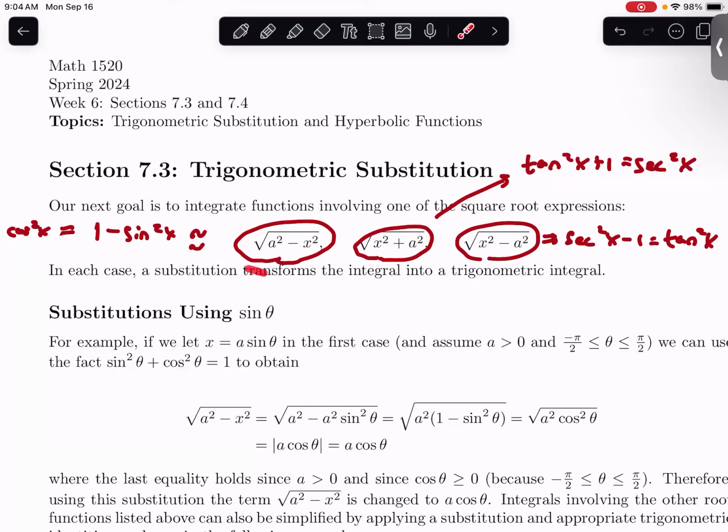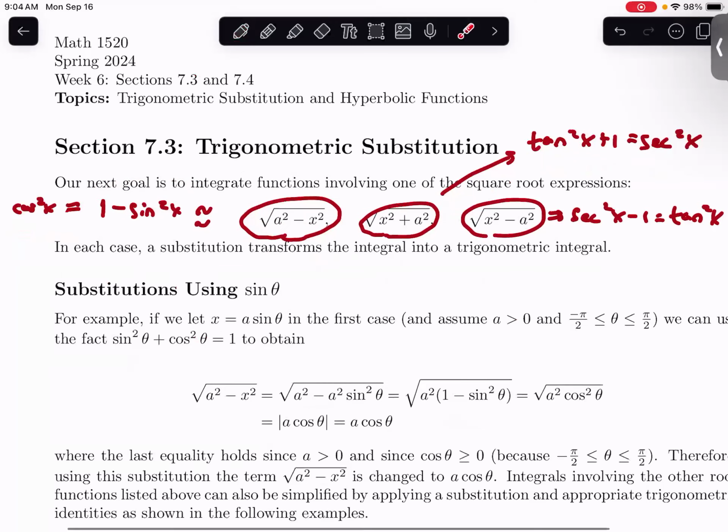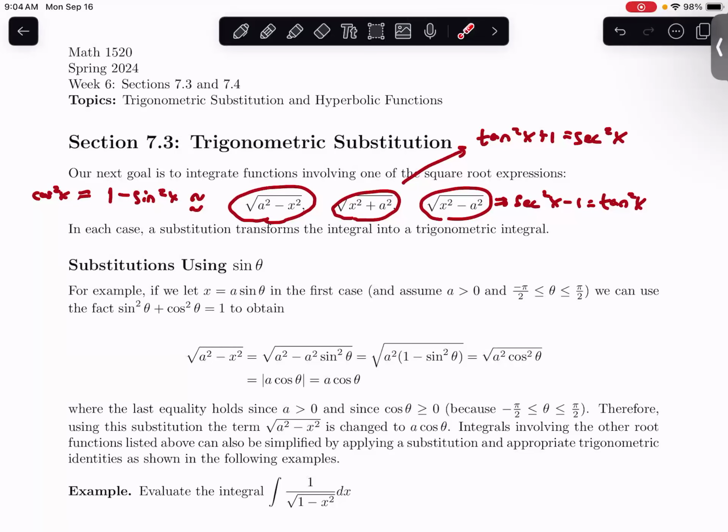If you write things out and make these substitutions, like x is equal to sine, you can think of this as being like 1 minus sine squared of x, which is then cosine squared. And then the square here cancels out with the square root. So that's the basic idea of what's going on. I'll talk a little bit more specifically now.